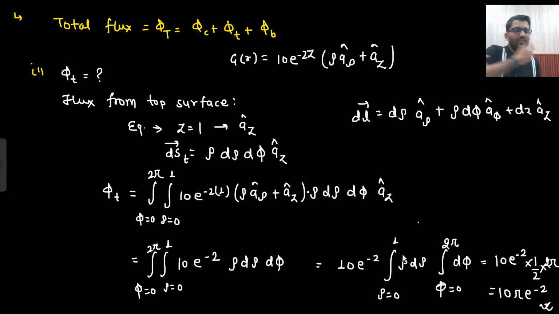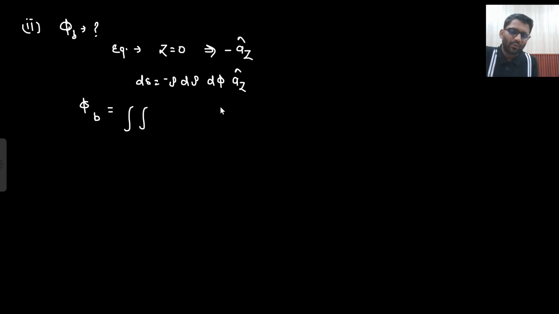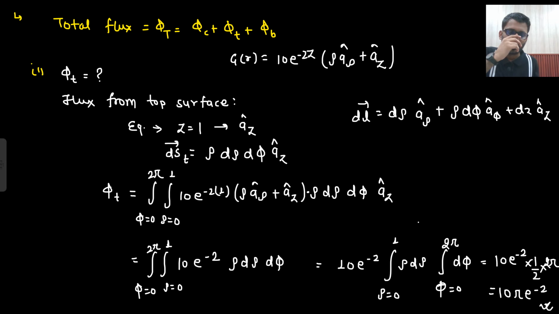Okay. What will be your ds? Rho d rho d phi az cap, but with a minus sign. The same ds will be there. I need to calculate phi b. Two limits will be there, of d rho and d phi. Tan e to the power minus 2z. What is the value of z? 0. Rho d rho d phi.